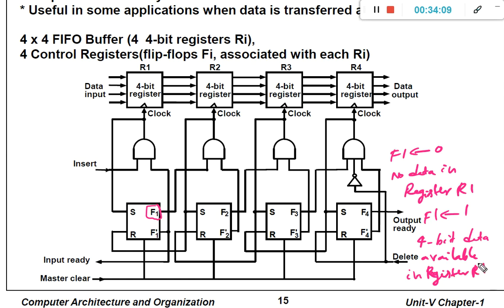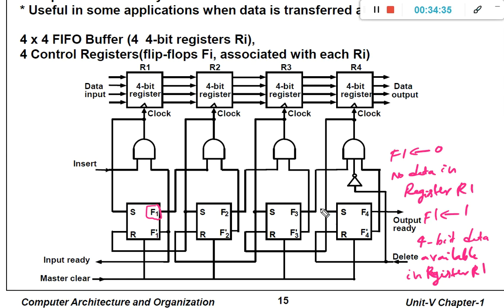Okay, so this is the rule. Whenever F1 is set, meaning the F1 value is 1, then 4-bit data is available in register R1, and whenever F1 is 0, then no data is there in register R1. This rule applies for each and every register. If F2 is 0, then no data in R2, and if F2 is 1, then data is available in R2, like this. So it applies to each and every register.